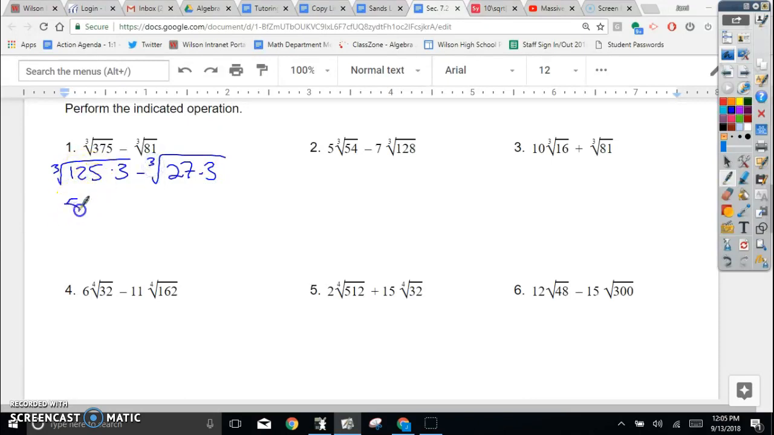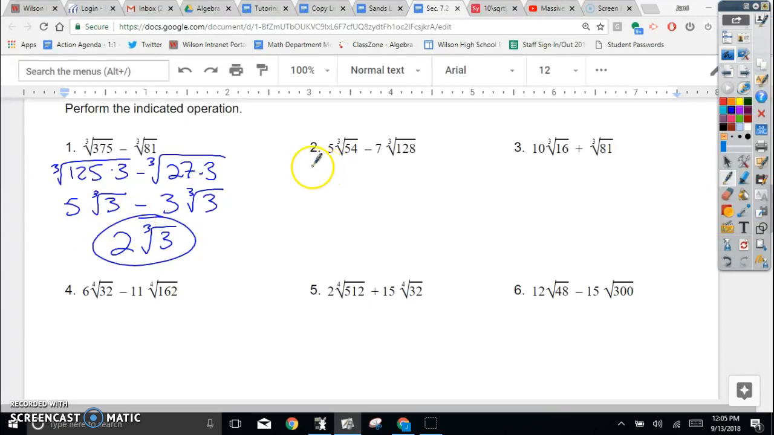Now the cube root of this is 5. The 3 we can't do anything with. The cube root of 27 is 3. And then we're going to do 5 minus 3, which is 2 cube root of 3. Alright, going to 2. Alright, we're doing cube roots again.